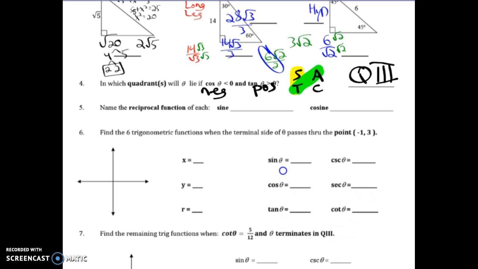Next up, naming the reciprocal of sine, that would be cosecant. And the reciprocal of cosine is secant. Remember, when we do these, each pair will have one word that starts with an S, one word that starts with a C.